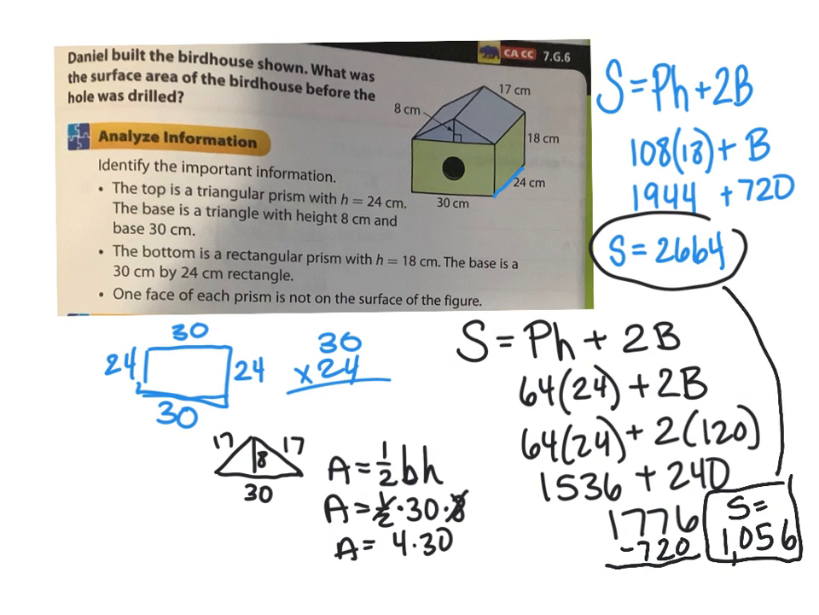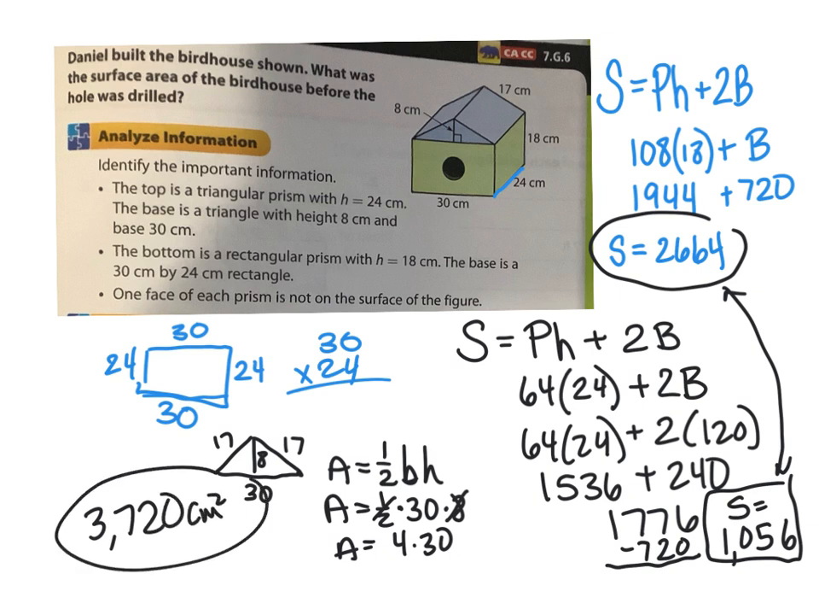Now all I have to do, without the bottom of it that's already sitting on top of the other, right? Now all I have to do is add together the surface area of the rectangular prism that doesn't have the top on it and the surface area of the triangular prism that doesn't have the bottom on it because it's sitting on top of the other. And I get a total of 3,720 centimeters squared all together.